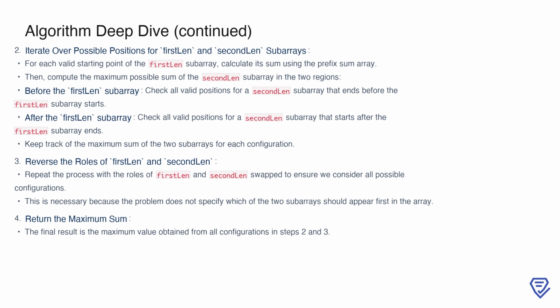To find the maximum sum of the two subarrays, we iterate over all possible positions for the first subarray of length first len. For each position, we calculate its sum using the prefix sum array. Next, we explore two regions for the second subarray of length second len. The second subarray can either be positioned completely before the first subarray or completely after it. In each region, we calculate the maximum possible sum of the second subarray. Additionally, we reverse the roles of first len and second len to account for all configurations, as the problem does not specify which subarray should appear first. Finally, we track the highest combined sum across all configurations and return this value as the result.